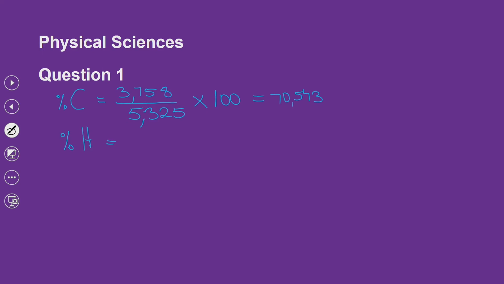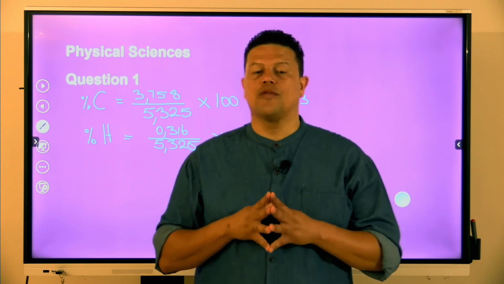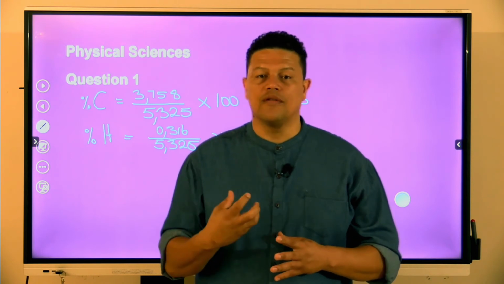If we continue in this manner and do the same for hydrogen, what is the percentage of hydrogen? It will be the mass of hydrogen divided by our sample size, 5.325, multiplied by 100. How many grams of hydrogen was there? 0.316. That should give us a percentage of 5.934. Are you starting to see a pattern? Because I am. To calculate the percentage of oxygen in that sample, we follow the very same steps. Let's have a look.